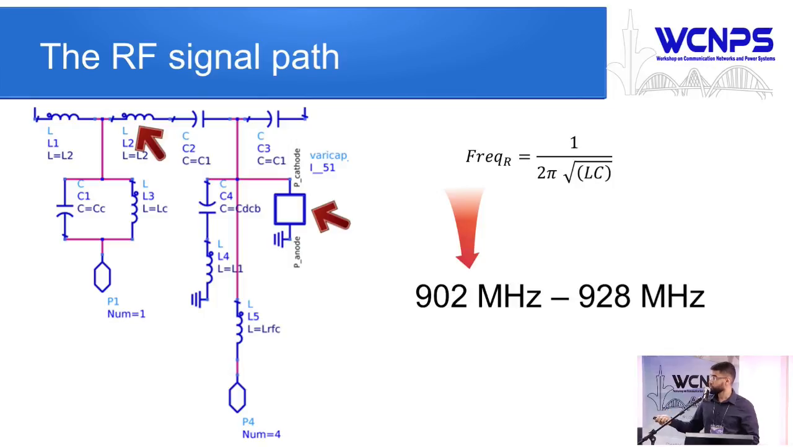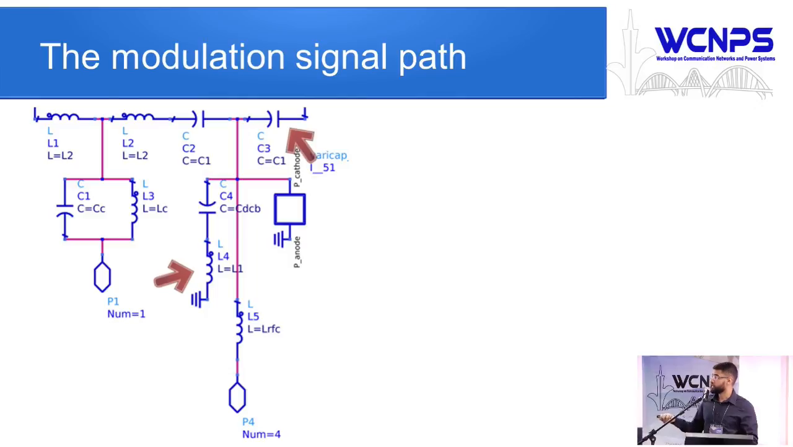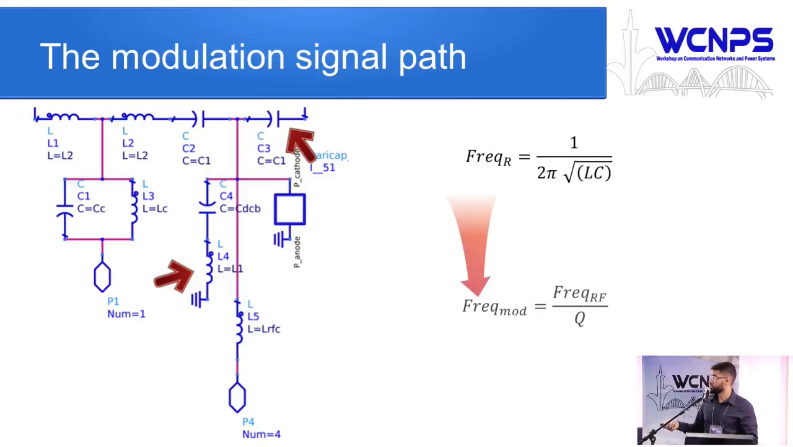We select a fixed value for our inductor, and then we need to select a capacitor to cover this whole range here. Our modulation signal path is composed by C1 and L1 here. The same equation here, but we have this equation for the modulation frequency.